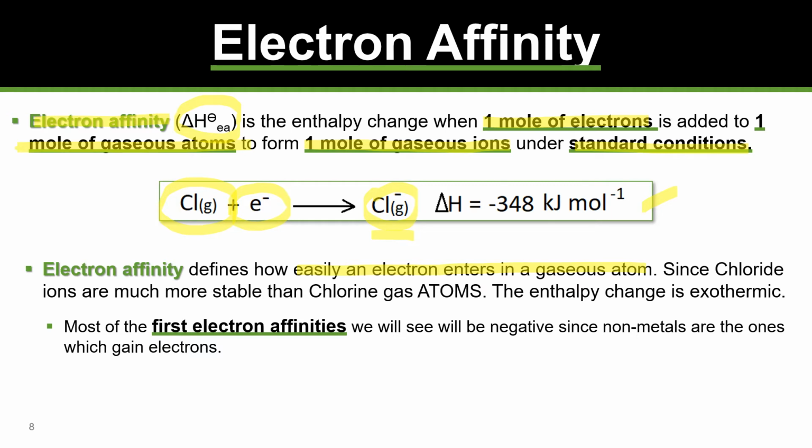And when we said that the chlorine gas atoms are less stable than the ions, it is because when the chloride ions form, they complete the octet. Most of the first electron affinities are negative, since we are going to talk about nonmetals gaining electrons.